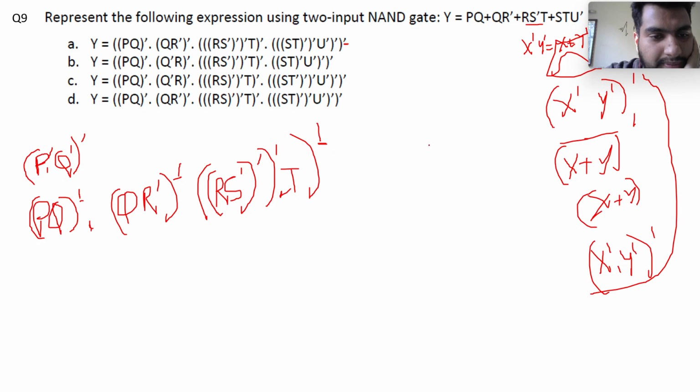And then we have STU. ST is also like this, so we have first ST, that complement, then we have another complement here, and then we have the U, but U here is U complement, so U complement, and then we have this complement, and finally this whole complement like we had here.